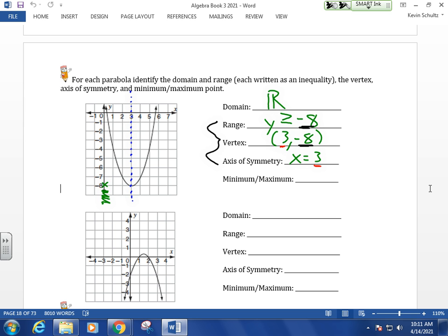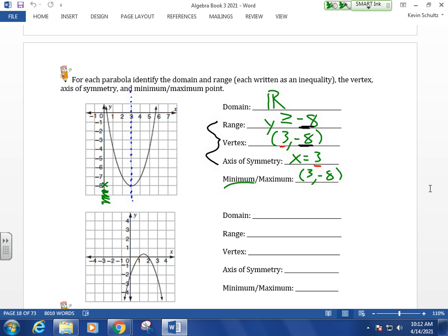And how about that vertex point? Is it a min or a max? A min or a max? Will? It is a minimum point. Yes, it is the lowest point. And again, that ordered pair is 3, -8. Okay. Doing okay? Questions? Right?